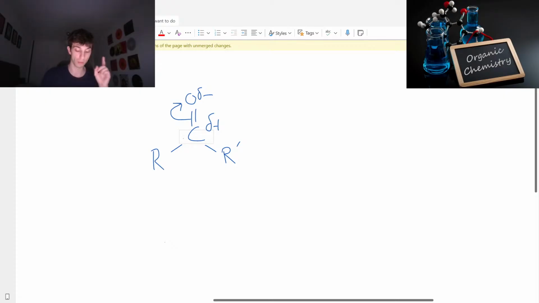Sodium borohydride provides us with those hydride ions. So we're surrounded by negative hydride ions. Those will have a lone pair of electrons, showing the movement of a lone pair of electrons from an area of high electron density to an area of low electron density.